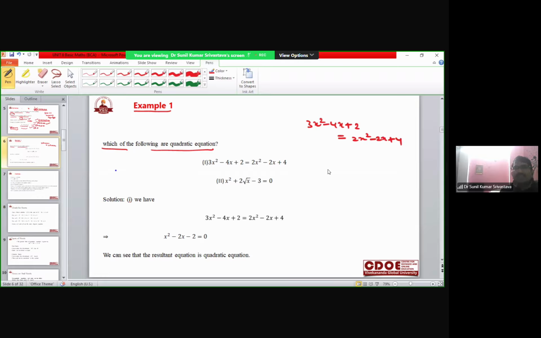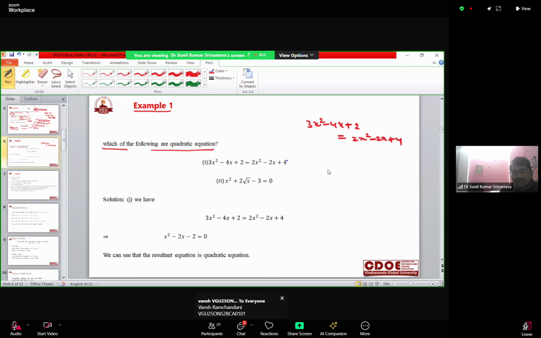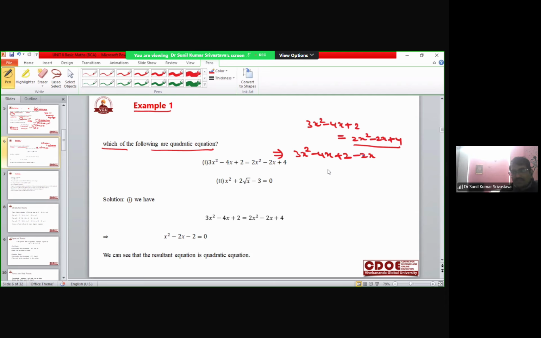So making all the expression one-sided, what happens here? You write 3x square minus 4x plus 2. Transpose the right hand side to the left hand side. When you transpose, the sign of each term will be reversed. So it becomes minus 2x square, plus 2x, and minus 4 is equal to 0. Now we have to simplify this expression. This is a 3x square term, this is also a 2x square term. So 3x square minus 2x square means x square. Minus 4x plus 2x is minus 2x.